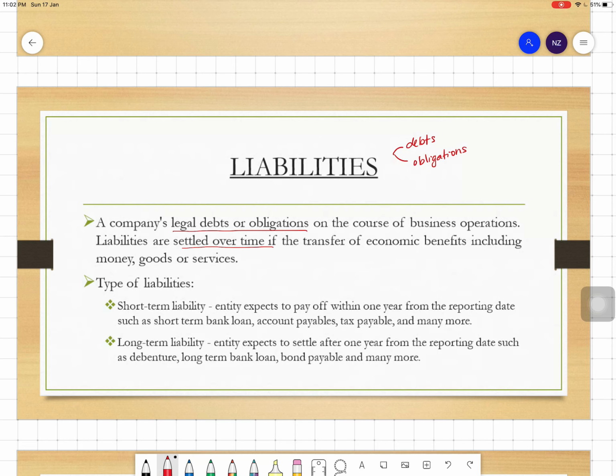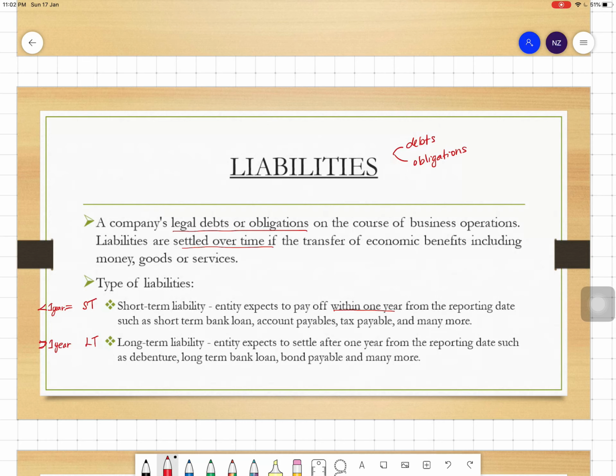And there are 2 types of liabilities. One is short-term liability and another one is long-term liability. As you know, short-term liability is when the debt of the company is expected to be paid within 1 year. It means short-term liability is a debt with a period of less than 1 year. If short term is less than 1 year, of course long term liability is more than 1 year.